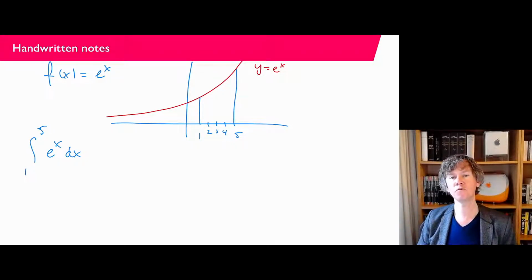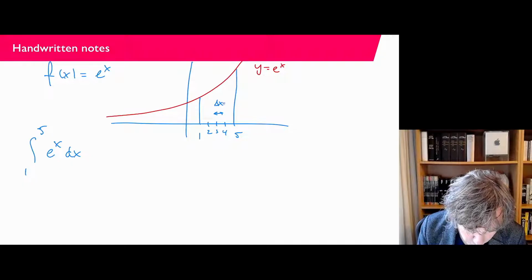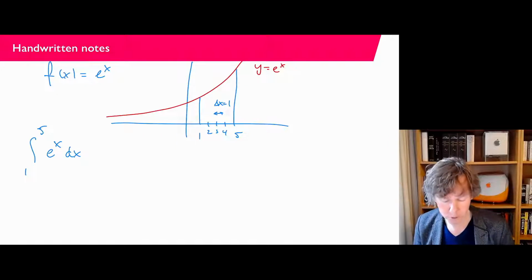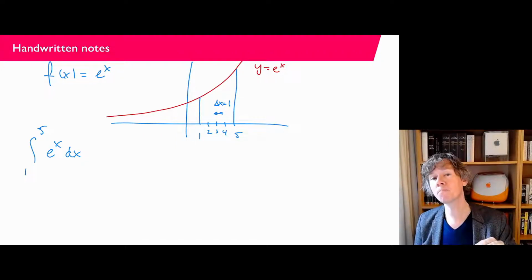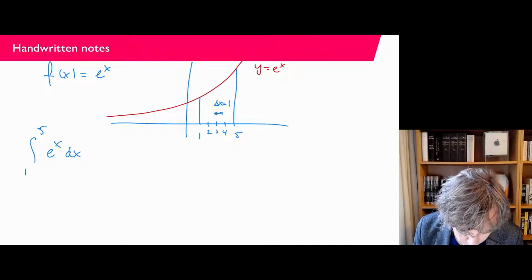And on each of these sub-intervals, every sub-interval has width delta x, which is 1 here because that's how I chose it. Let's say that we choose the midpoints of these intervals. So the midpoints are here, right in the middle, here, right in the middle, here, and here.